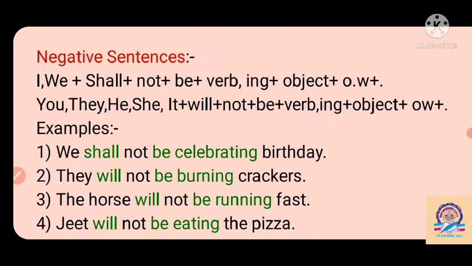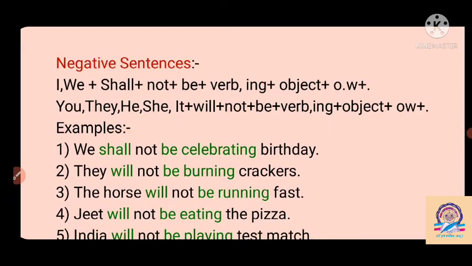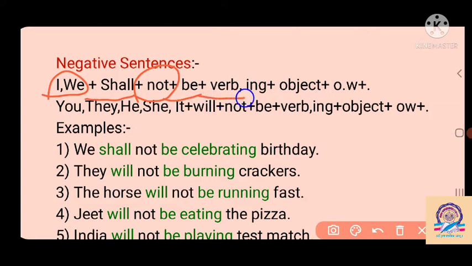And for the negative sentence, the formula is given here. So what is the formula for the negative sentence? With I and we, we have to use shall and then keep not, which means shall not, then be, then verb ing, object, other words, and last we keep the full stop. Then if the subject is you, they, he, she, it, a singular noun or plural noun, at that time we have to use will not, then be, then verb ing, then object, then other words, and last we keep the full stop.